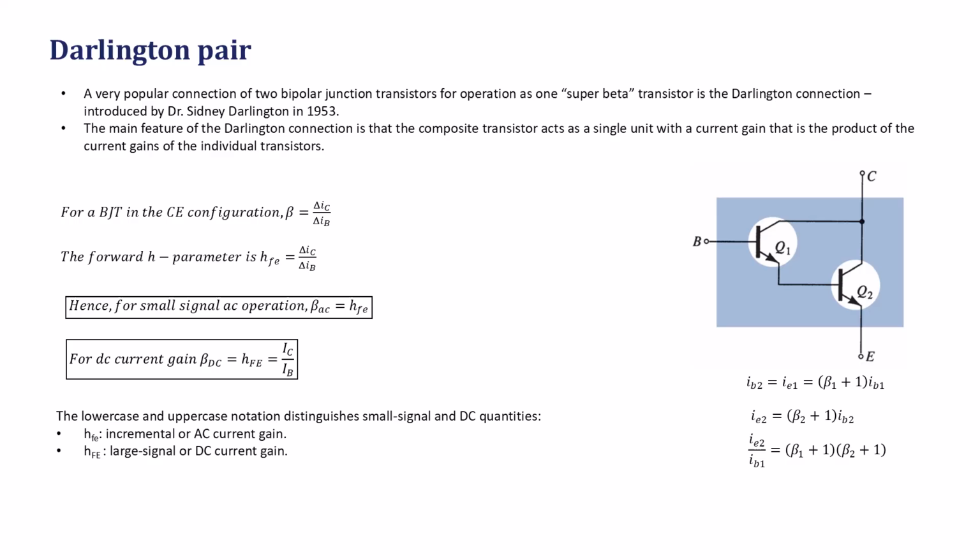Now look at the diagram. The emitter current of transistor Q1 becomes the base current of transistor Q2. So IB2 equals IE1, which equals beta 1 plus 1 times IB1. Similarly, IE2 equals beta 2 plus 1 times IB2. Combining these, the overall ratio IE2 over IB1 equals beta 1 plus 1 times beta 2 plus 1. That product is where the super beta effect comes from.